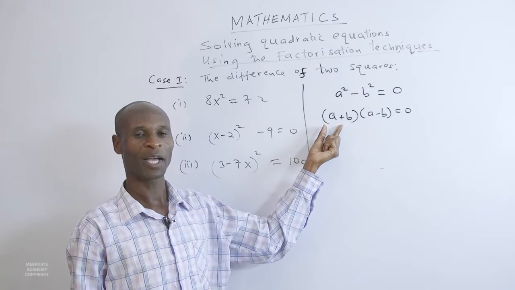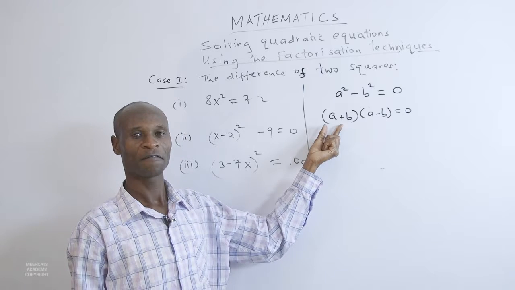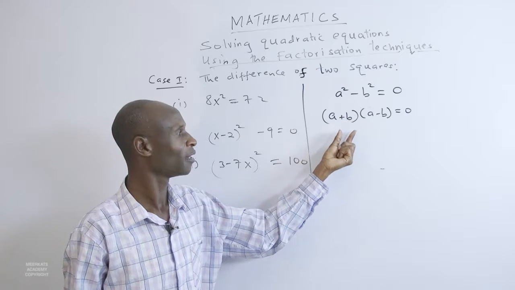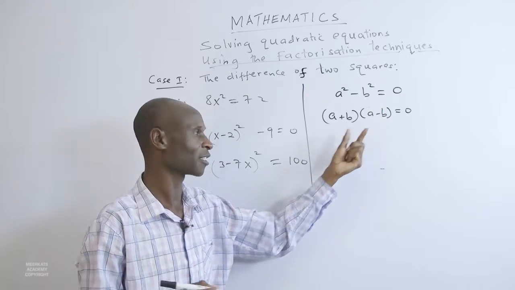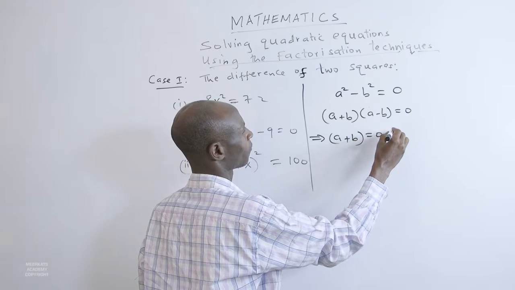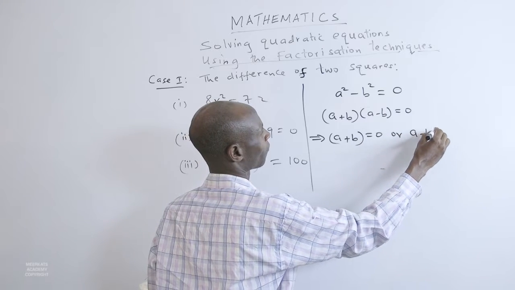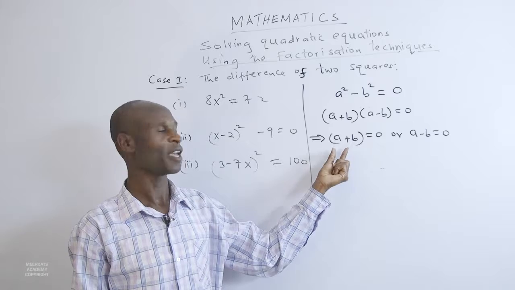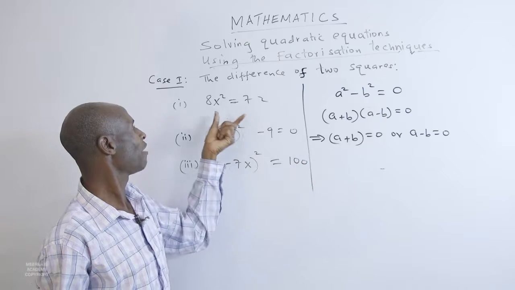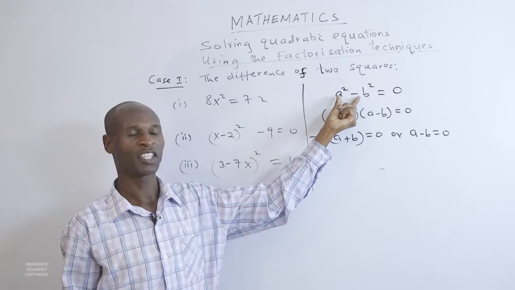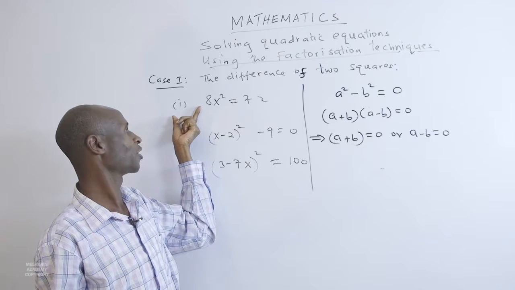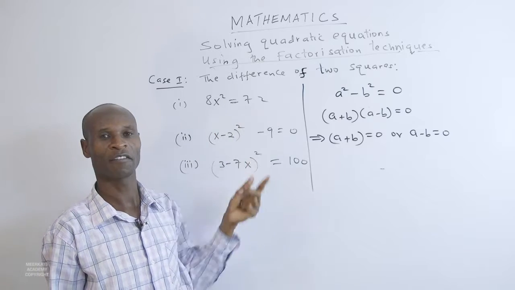So at this level, we can now use the null factor law to work out the first linear factor and also solve the second linear factor. So at this point, we say a plus b will be equal to 0 or a minus b is equal to 0. So suppose we have a case which is not very direct in this form, like in Roman 1, we have 8x squared is equal to 72.